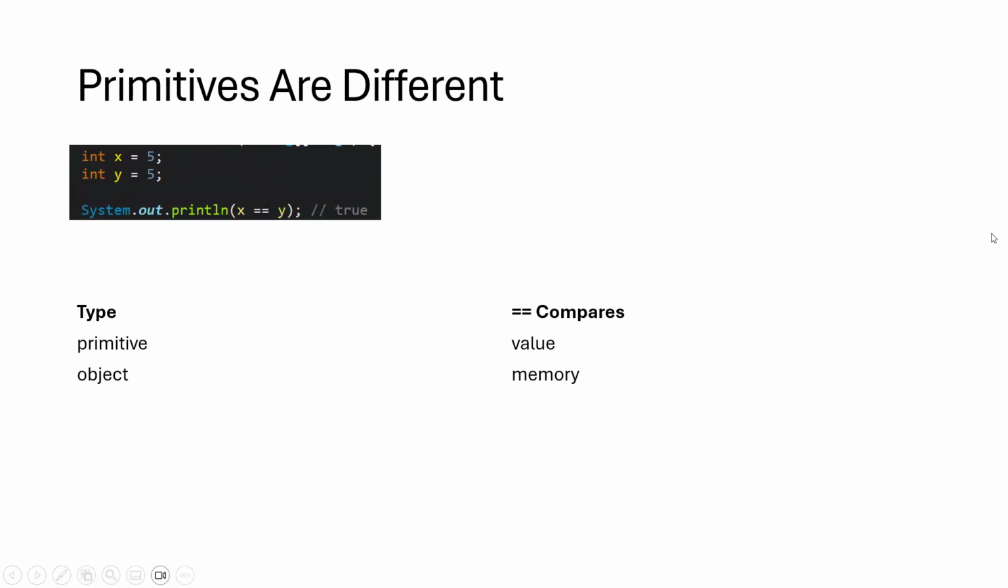Primitives are different, and I'm sure you guys know this. int x = 5, int y = 5. If you print out whether they're equal according to the equality operator, that is true. That's because the equality operator for primitives compares value. For objects, the equality operator compares the memory address.